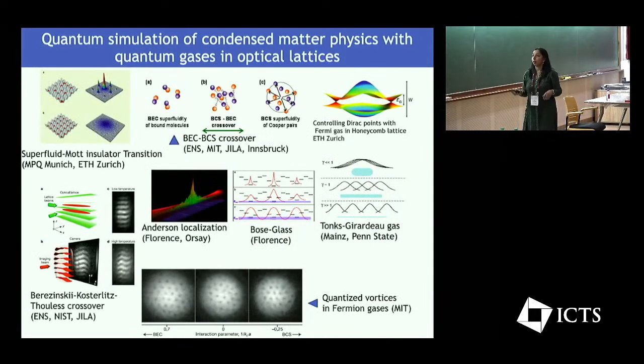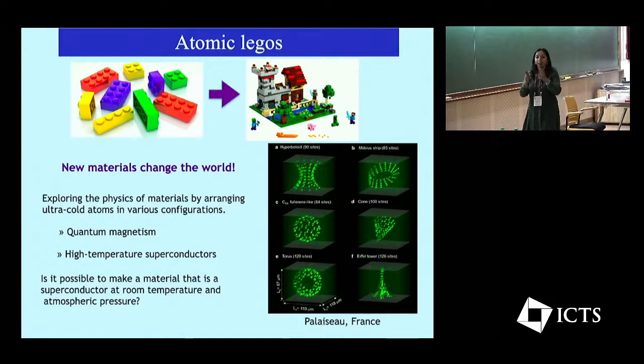There are a lot of quantum simulation experiments which have been done with atoms in optical lattices, and these are great advances in this field. We have seen children playing with Legos. With a few pieces of Legos, they can build wonderful structures. In the same way, with atoms in these optical lattices, we can make any kind of configuration. We can explore the physics of materials by arranging these atoms in various configurations in these optical lattices.